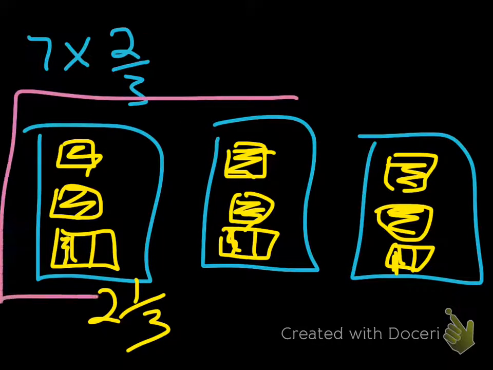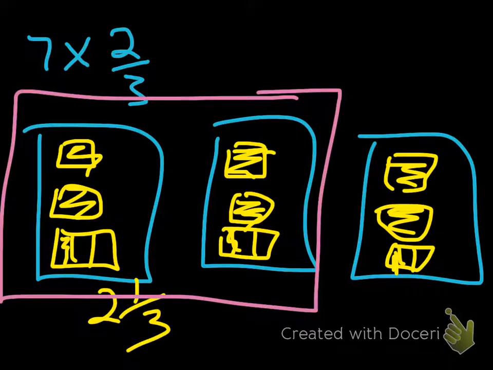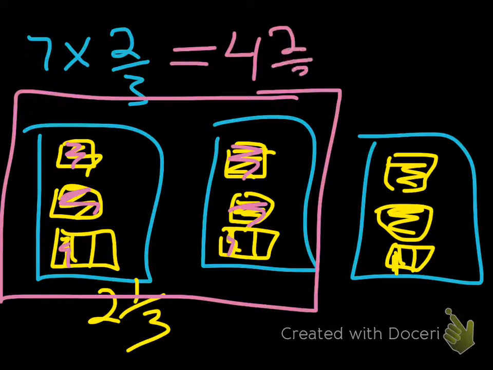So I'm going to look at 2 of those 3 equal groups, which have 1, 2, 3, 4 wholes and 1 2/3 left over.